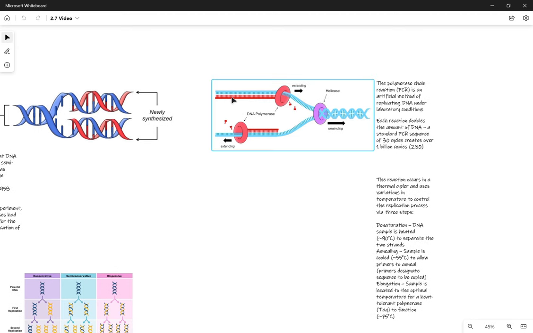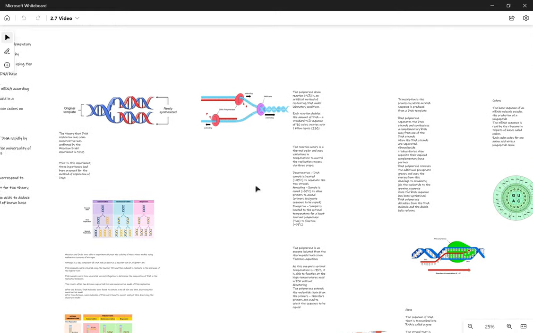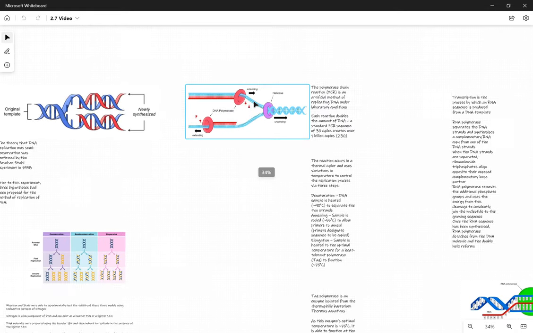This strand up here, so this area here is called a replication fork, and this DNA polymerase here that goes in towards the replication fork is called the leading strand, and that can do that much easier because it doesn't have to stop.